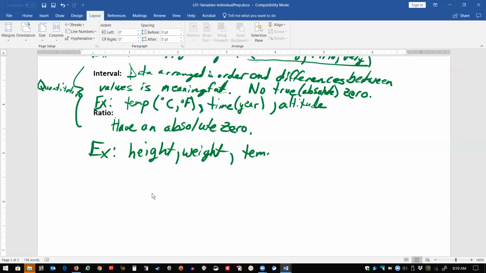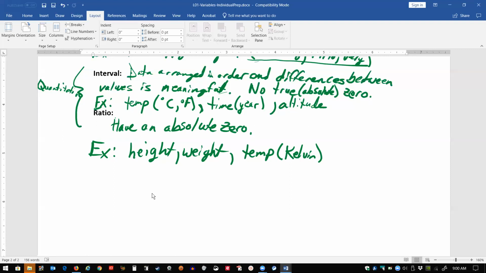Now, you could throw in temperature if you specify that it's in Kelvin. Okay, temperature measured in Kelvin, 0 on the Kelvin scale is absolute 0. That's as low as you can get. All right, so to determine between interval and ratio variables, you just ask yourself, is there an absolute 0? If there is not, it is an interval variable. If there is, it is a ratio variable.